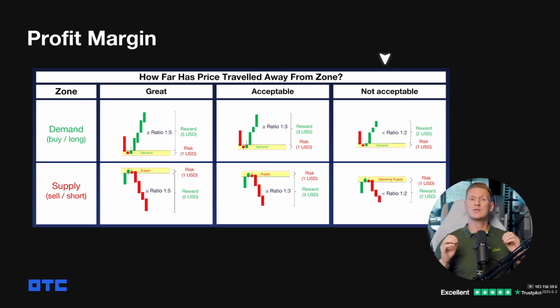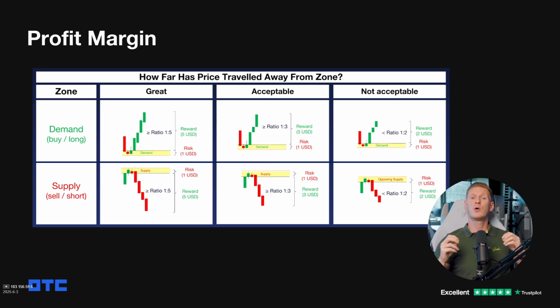Great case. Price has traveled a significant distance from the zone, exceeding a 1 to 5 RR when calculated from the proximal line to the stop loss. This creates an outstanding profit margin. Acceptable case. Here, price has moved a moderate distance, typically around a 1 to 3 RR. While it's not as strong as the great case, it's still considered acceptable for many trading strategies. Not acceptable case. In this scenario, price has barely moved from the zone, measuring 1 to 2 RR or less. Zones with this kind of profit margin are generally considered insufficient and should be avoided.